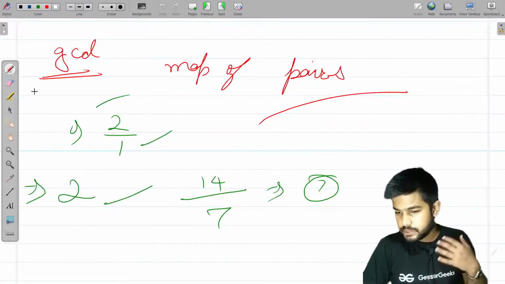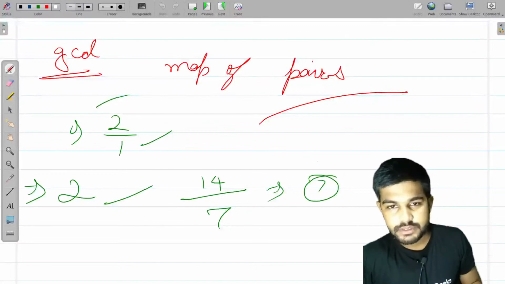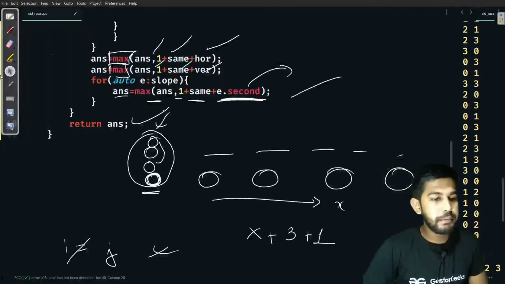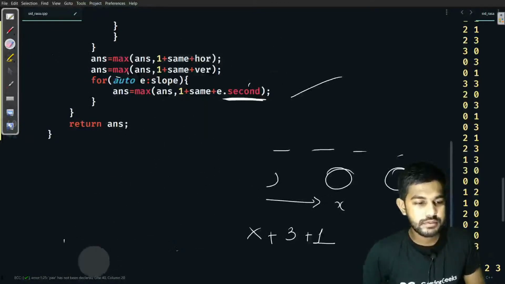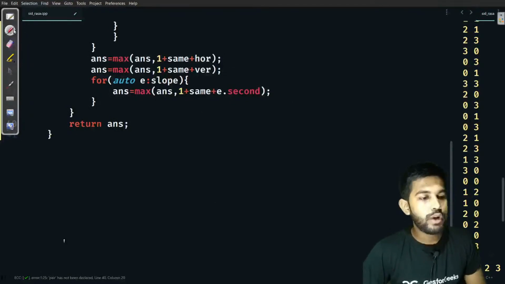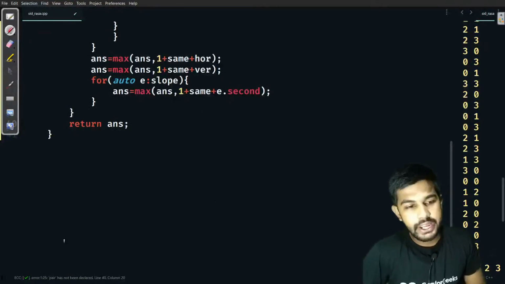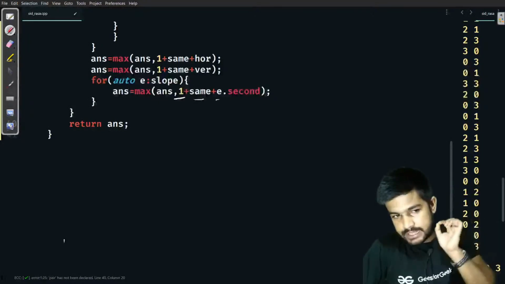Sir, can you please repeat the last part? Okay, I would be repeating that last part. What we are doing is we are counting it for the same element and the same element, and then we are moving it.